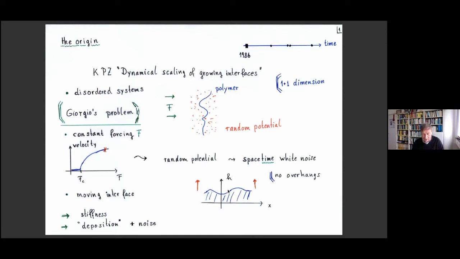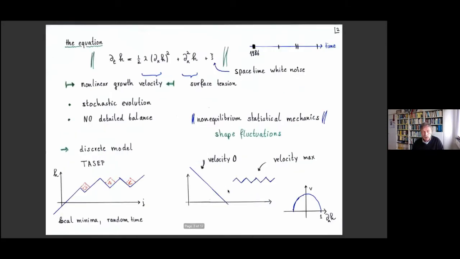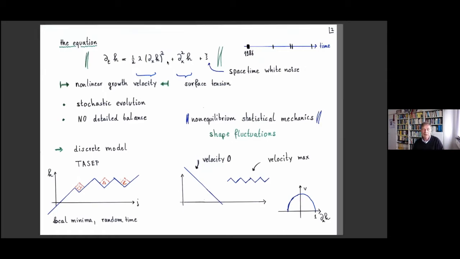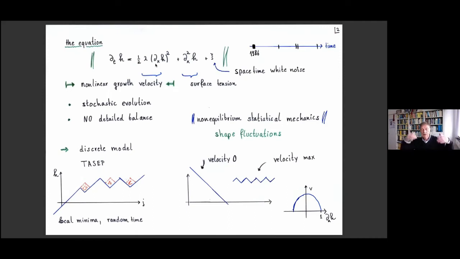Okay, so now we want to write down an equation. And so here it is. So now we have a time evolution of the height function, and we write down a stochastic equation. So we argued already that the noise should be space-time white noise, so that's in x and t, and it's uncorrelated in both arguments. We put already the surface tension, which would be simply modeled by the Laplacian. But now the question is, how do we do the driving? Now, of course, you could put a linear term like this. But then you just go to the moving frame of reference and nothing very interesting is actually happening.